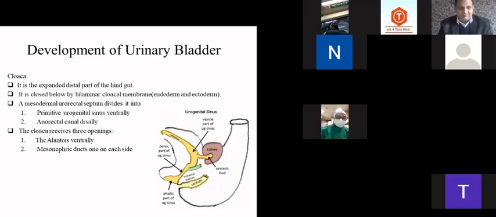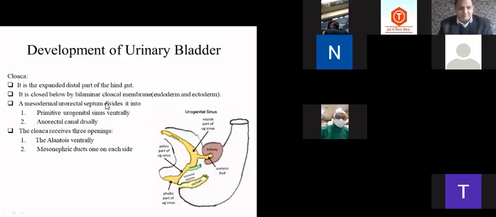For the development of the urinary bladder, we'll first discuss the cloaca. It is the expanded distal part of the hindgut. We have seen the kidney, which is a mesodermal structure, the nephrogenic cord, which is a mesodermal structure, whereas the gut system develops from the endodermal structure. So, cloaca, this is the distal part of the gut, distal part of the hindgut.